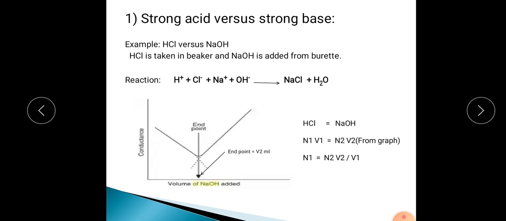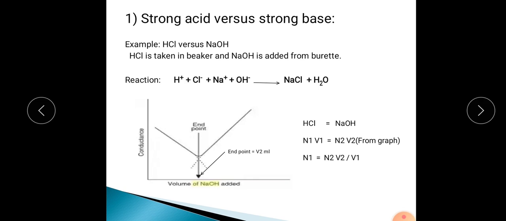Here we continue adding NaOH and each time we record the conductance. After a sufficient amount of NaOH is added, we plot a graph of conductance along the y-axis and volume of NaOH added along the x-axis. So the volume of base added is plotted along the x-axis, and conductance is plotted along the y-axis. Now it is observed that in the beginning the conductance of HCl is higher.